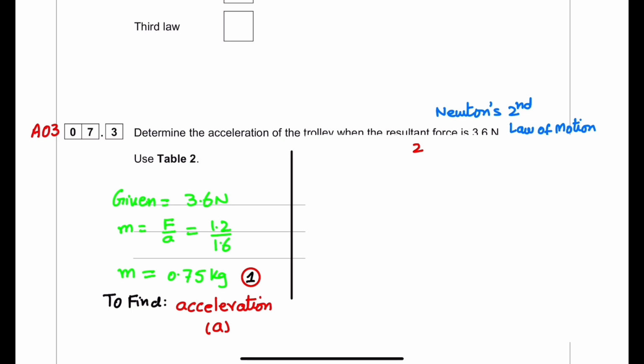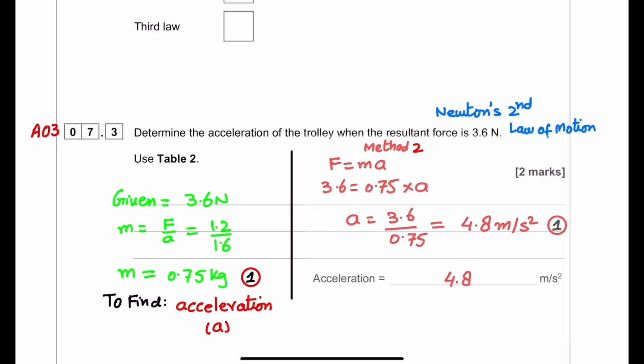We know that the force is 3.6 Newton and the mass is 0.75 kilogram. We will use the formula F is equal to ma to find the acceleration produced by a force of 3.6 Newton. Let's see the model answer. We already calculated the mass of the trolley, that is 0.75 kilogram. We will use the formula F is equal to ma. The force is 3.6 Newton. The mass is 0.75 kilograms. We need to find the acceleration a.